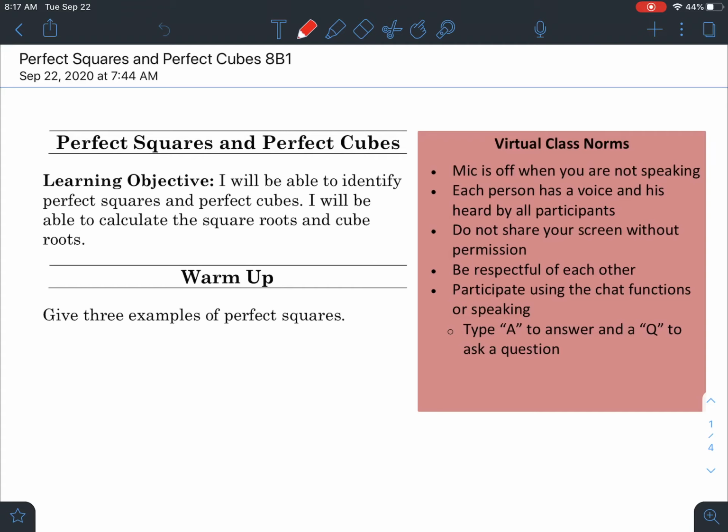Anyway, here's your warm-up. Get started. So pause the video. Finish that warm-up. When you're ready, unpause the video.